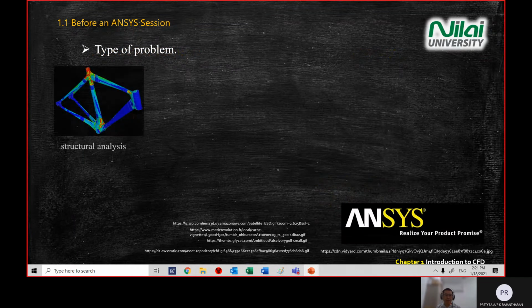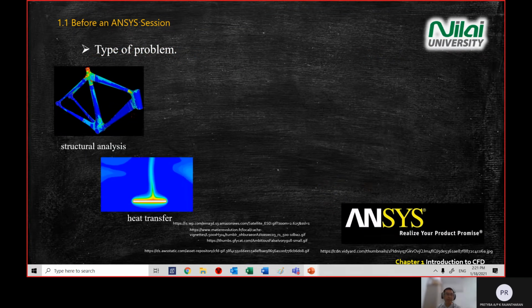Looking at the type of problems, there are a few. The first one is structural analysis, like you see on the screen now. If you're simulating a structural problem like a bicycle truss, that is one case. Then are you simulating a heat transfer problem? For example, you're simulating the conduction process on the heated plate here, and this heat transfer that you see on the screen is a 2D problem. The structural analysis is a 3D problem. So it depends on the complexity that you want to go through.